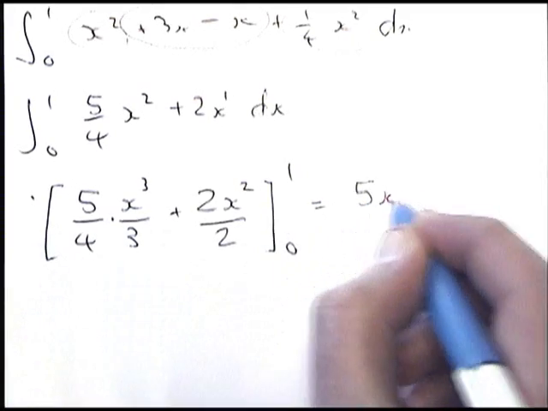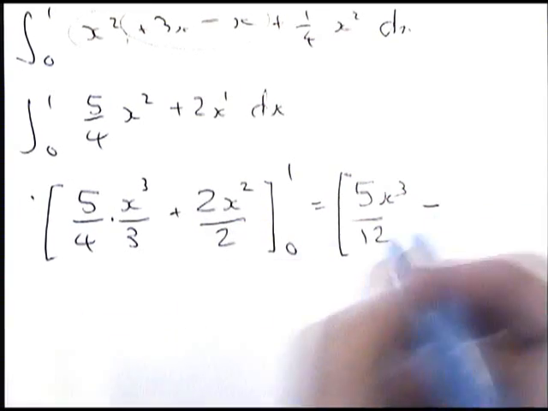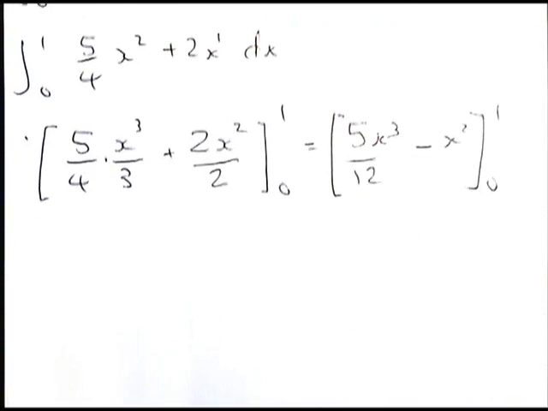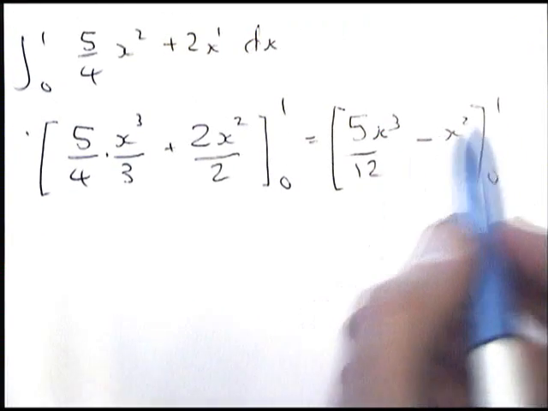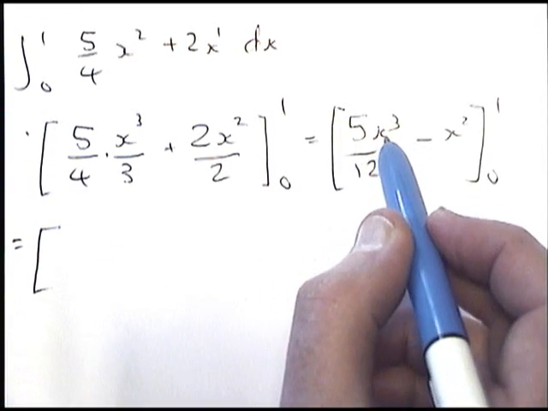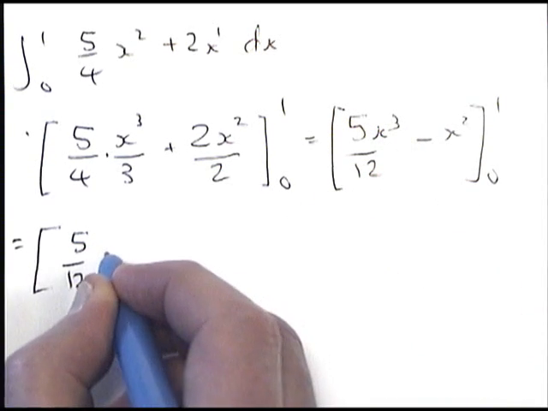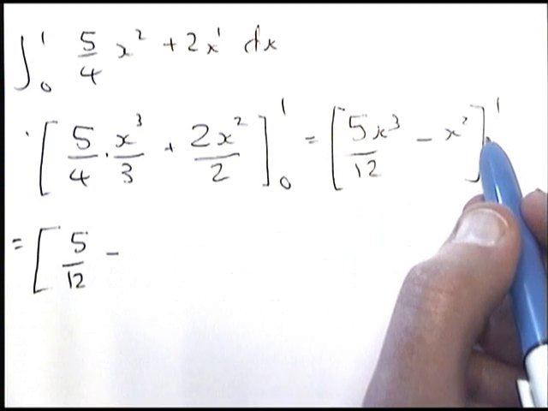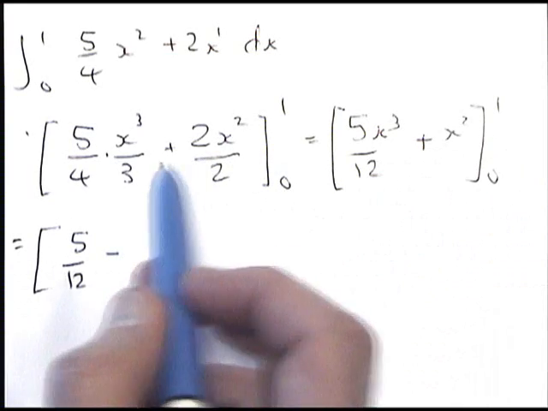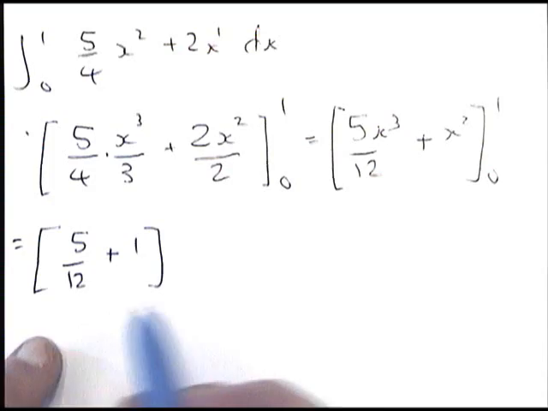So, just simplify this. I've got 5x cubed over 12, take away, they cancel out, x squared between 0 and 1. So what I've got to do now is substitute in 1 for every x value. So the first bracket, be 5 lots of 1 cubed. 5 lots of 1 is just 5 over 12. And then here, take away 1 squared. So that should be a plus sign there. There should be a plus from here. So here, 1 squared is 1. So I've got 5 12ths plus 1.